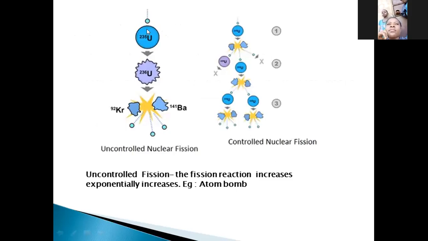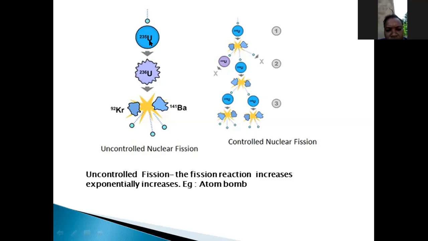As you can see on the diagram, there is a large nucleus, uranium-235, which is absorbing a neutron. In the process, it's breaking down into Kr and Ba, which have smaller masses than the original, and they are releasing 3 neutrons here. This represents what we call uncontrolled nuclear fission, whereby these 3 neutrons can go ahead to bombard other uranium atoms and produce more.